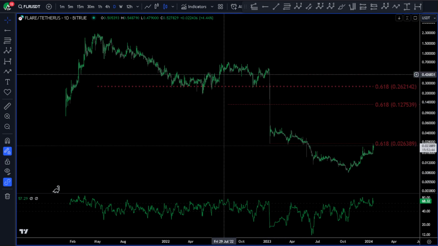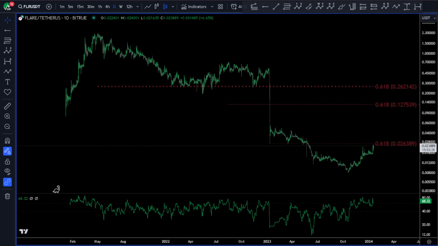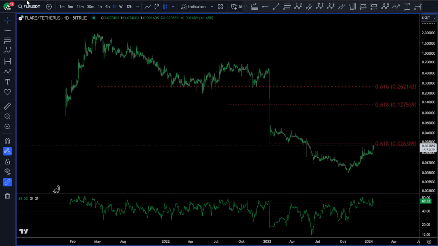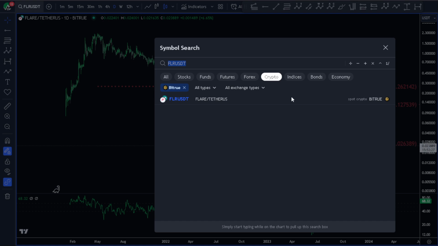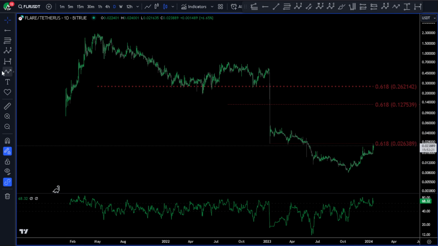This one came to my attention just through my crypto screener on TradingView. I have a couple filters set up down here, which bring to my attention certain ones I'm looking for. But before we get into this one, the chart with the most price history is BitTrue, FLR USDT, and it goes all the way back to January 6th, 2021. This isn't the one I'm doing my counts on though.